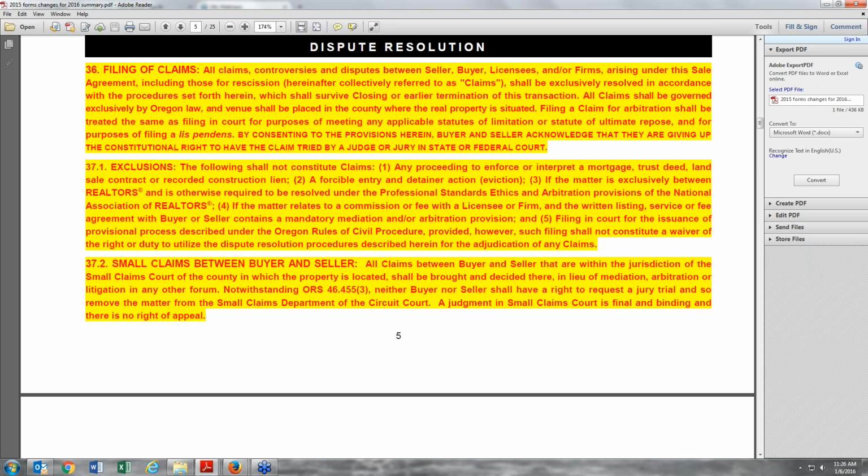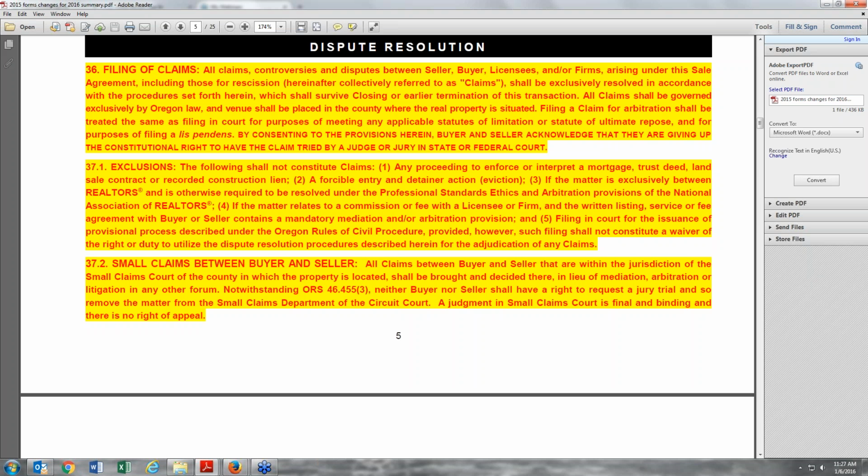If you had a seller retaining possession after closing and refused to vacate, you don't have to go to arbitration in order to get them out. You can go directly through the eviction court in the local county. So other than those types of situations or a mortgage foreclosure or something like that, by and large, almost everything has to go through this alternative dispute resolution section. And 37.1 calls out those specific exclusions.